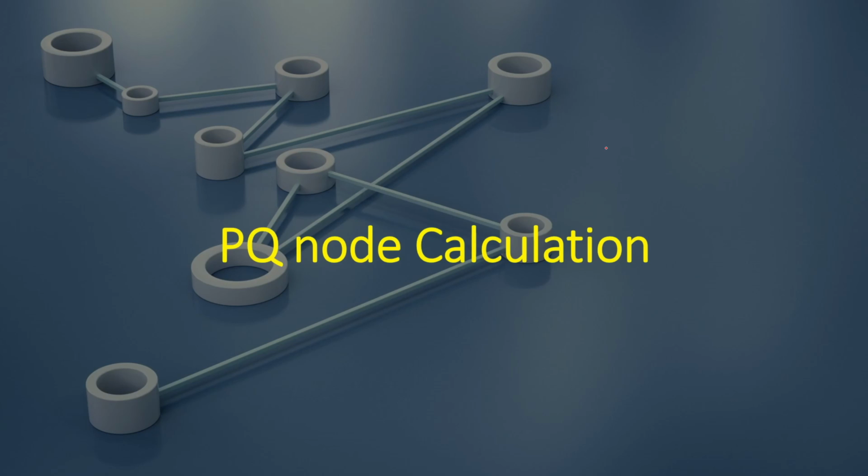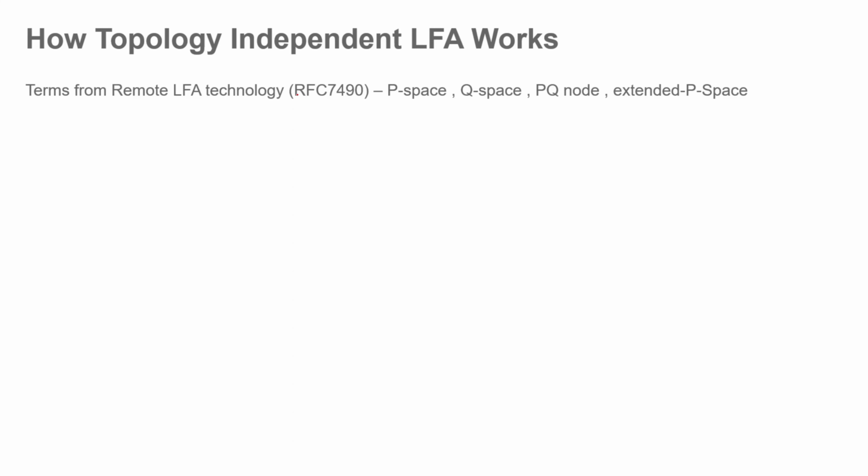Let's jump into the PQ node calculation. So I have covered this portion in detail in part number 2, that is for the IP-FRR. So if you need more information, you can visit that video. It is covered in RFC 7490. Let's see how it calculates based on the diagram.